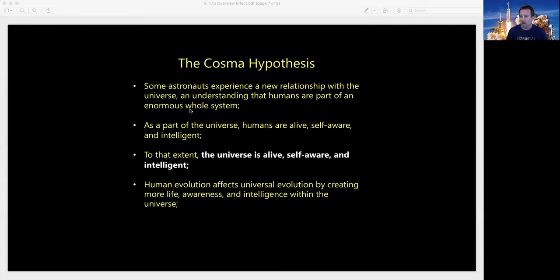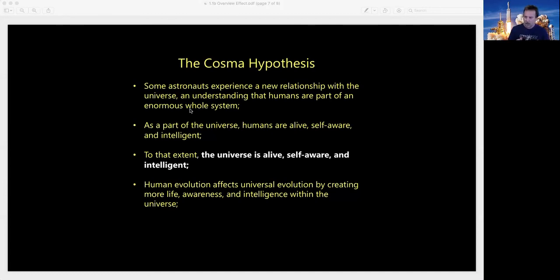So if we are the universe and we are self-aware, that means, to that extent, next bullet, the universe is alive and self-aware and intelligent. We are the self-aware intelligence of the universe. We look up at the stars, we look at the blackness of space, and we ponder what it is. We are the universe itself, pondering what it is. This is the Cosmo Hypothesis.